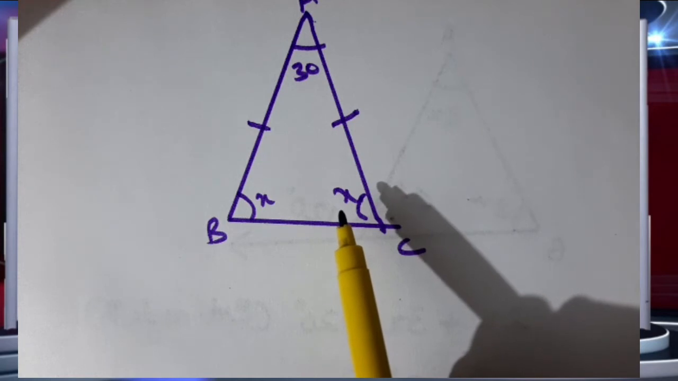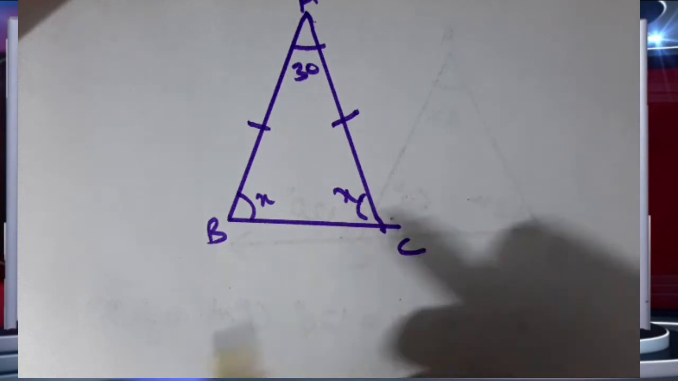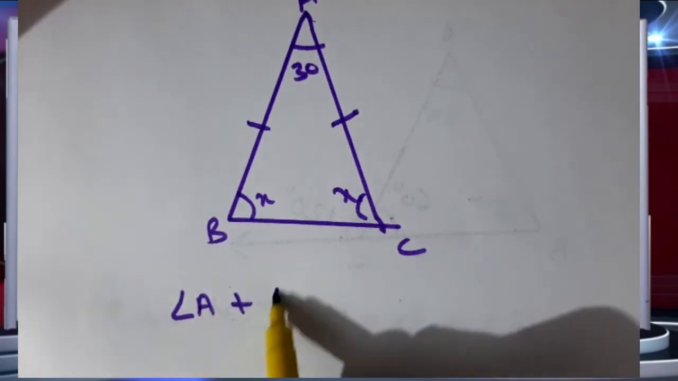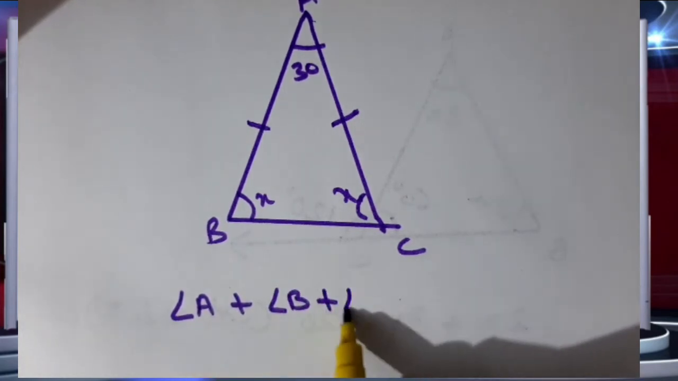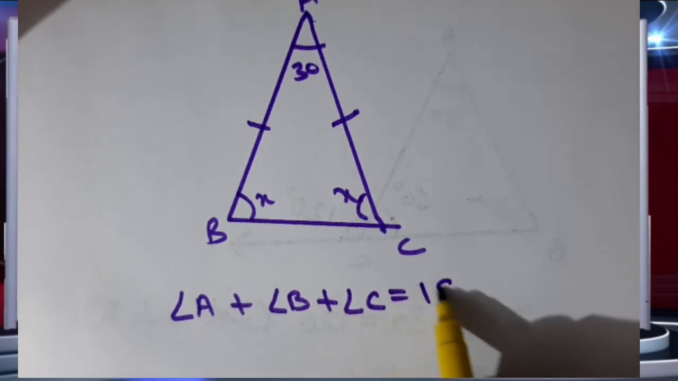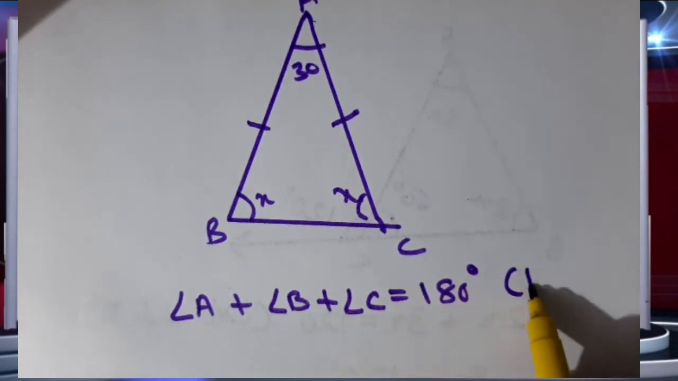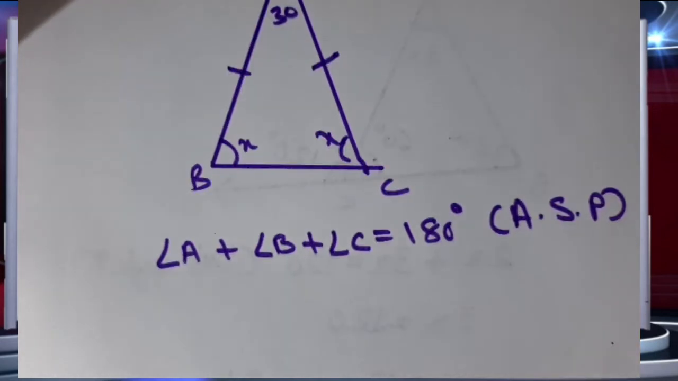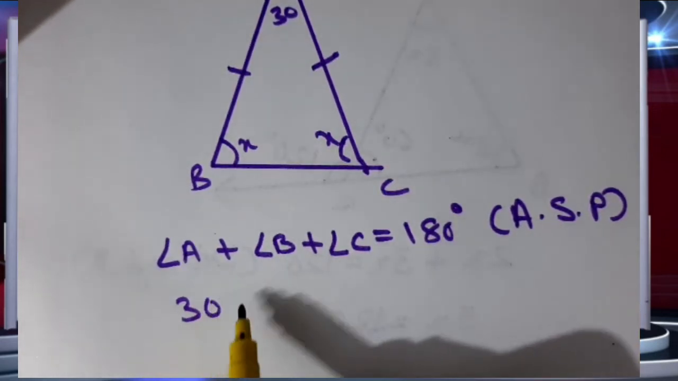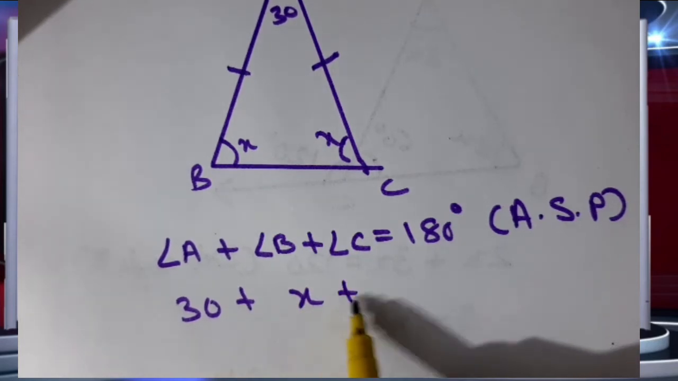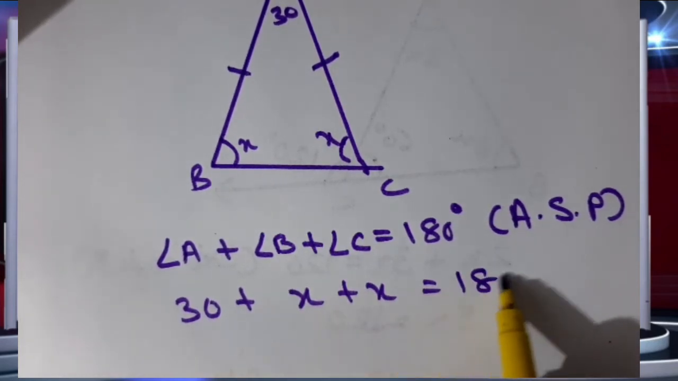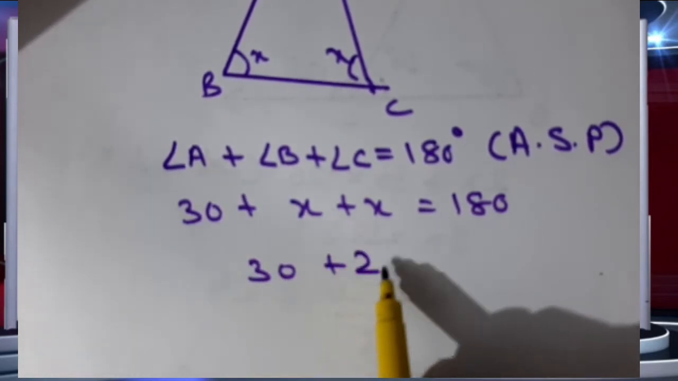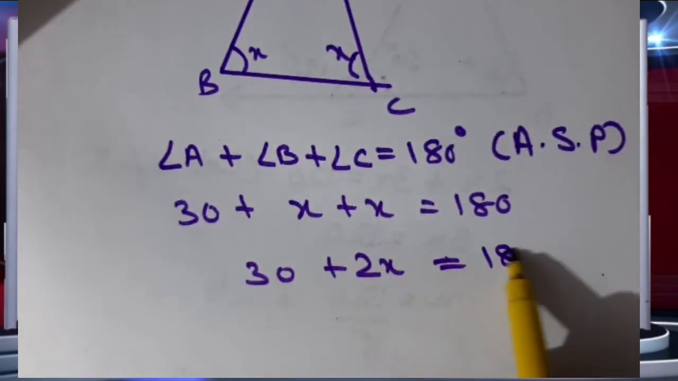Therefore, the sum of interior angles of a triangle is 180 degrees. That is, angle A plus angle B plus angle C is equal to 180 degrees. In bracket you will write angle sum property. Now angle A is 30 degrees, angle B is x and angle C is also x. So here 30 plus 2x is equal to 180.